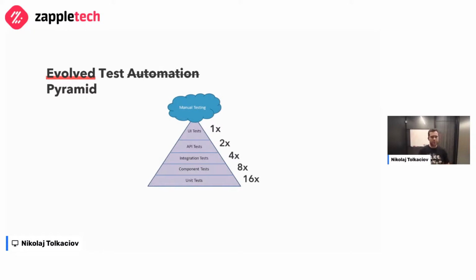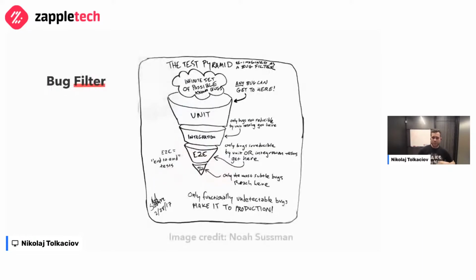But there's another one which might be more useful, and this is the bug filter by Noah Sussman. His idea is that you have an infinite set of possible known bugs, and this is an application with infused bugs. Then you run through the unit test layer, and you can pick up some of the bugs. By unit testing, you can test in the backend, the server side. You can test logic, behavior, actions happening behind the scenes. Also, there are unit tests on the client side, and all the modern frameworks, like Angular and React, have unit testing capabilities.